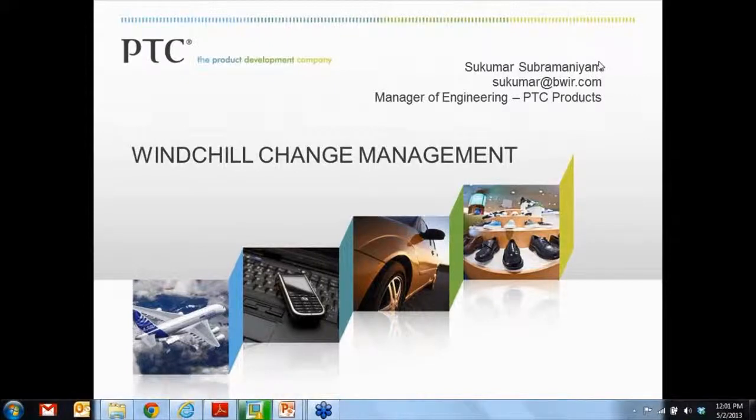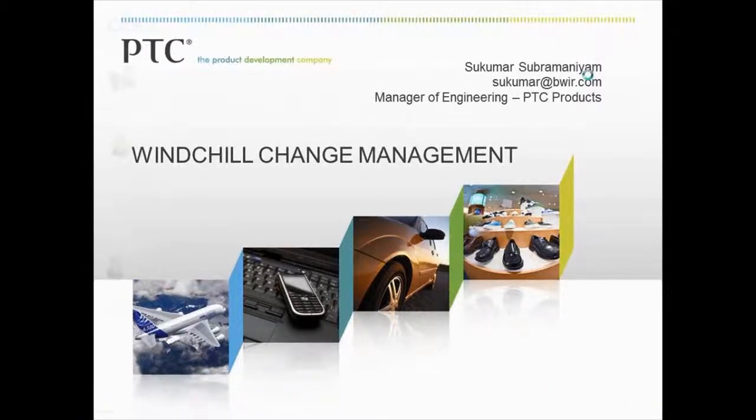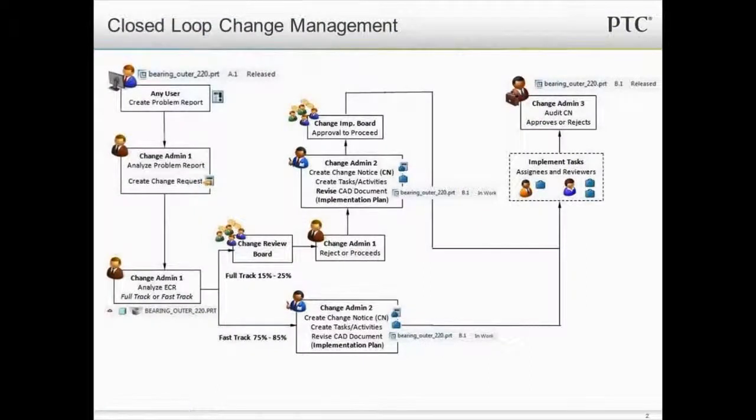To start off with, this is the out-of-the-box change management process. You can see there are four object types that you would create for a change management process to run. And there are about 5 users that you would need. Now, these 5 are the roles. First role is change admin 1. Second role is change admin 2. Third role is change admin 3. You also have an assignee and a reviewer who will actually do the task.